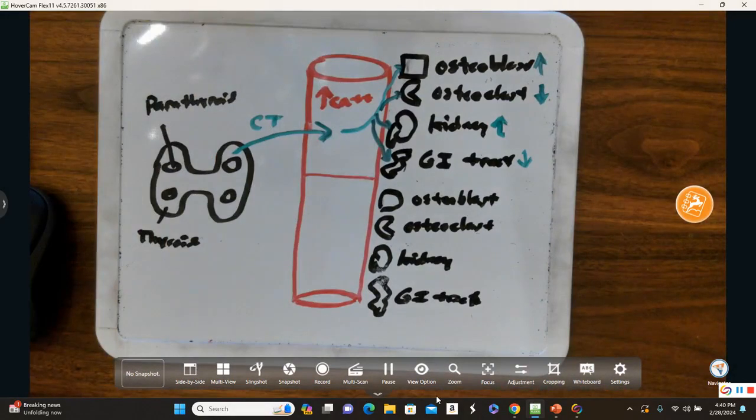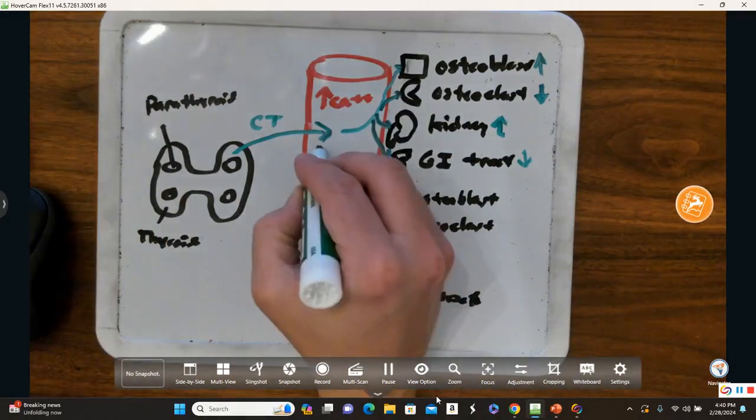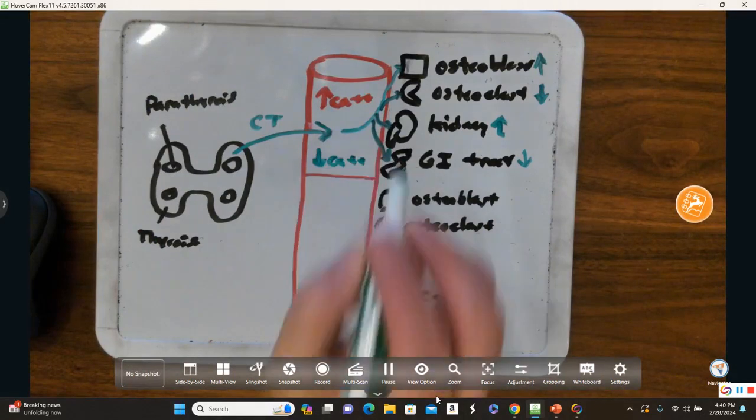This is ultimately going to lower calcium.